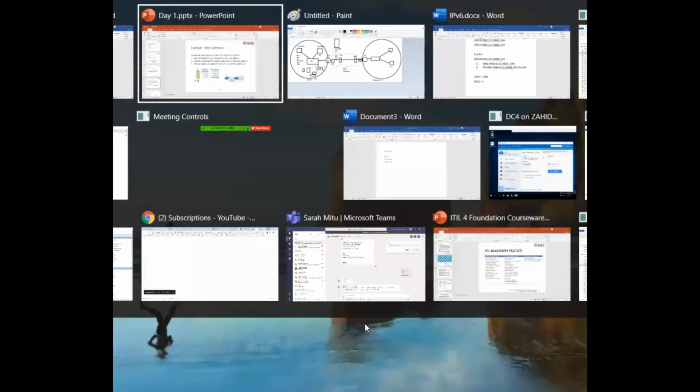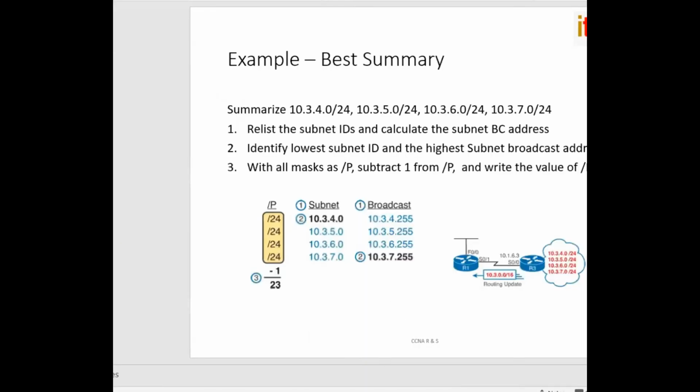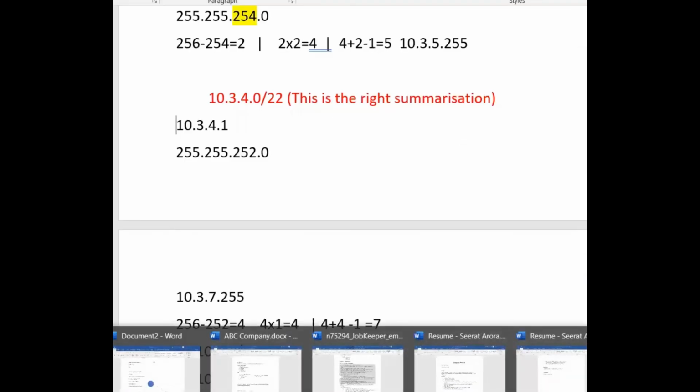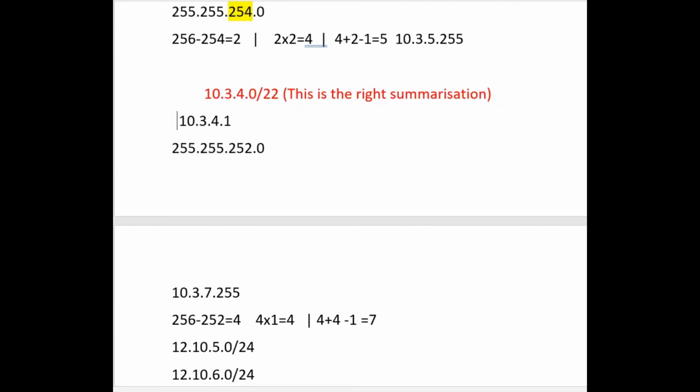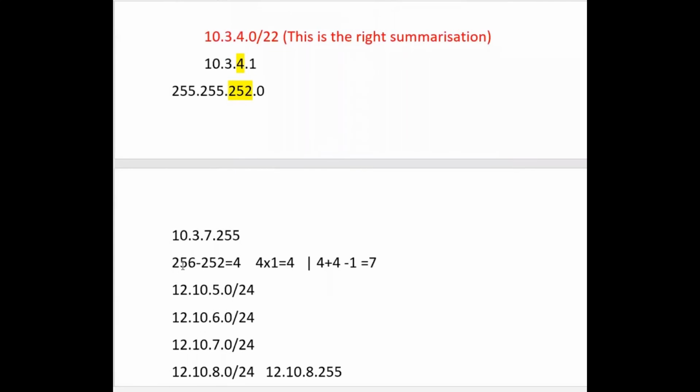This is our interesting octet. So 256 minus 252, I get a 4. I compare the 4 with number 4. If I multiply by 1, I get 4. So 4 plus magic number minus 1, this is the formula, gives us 7.